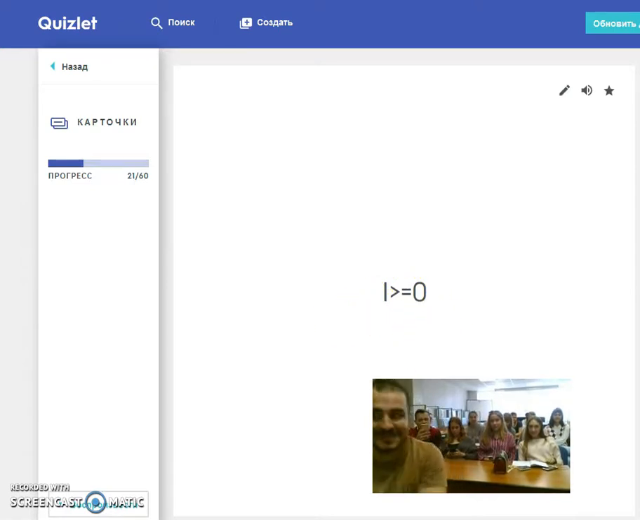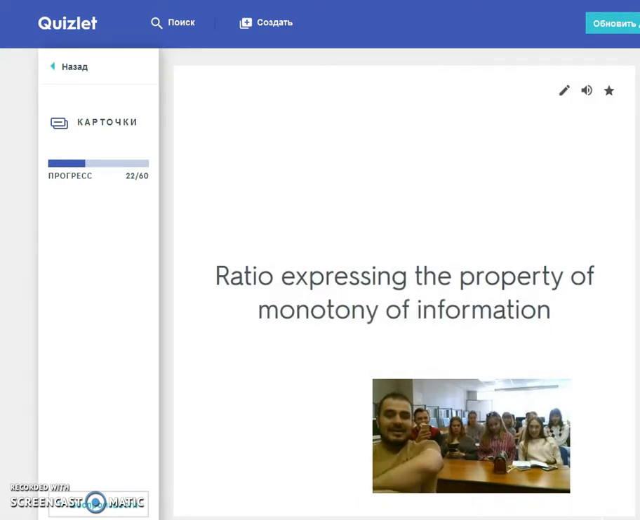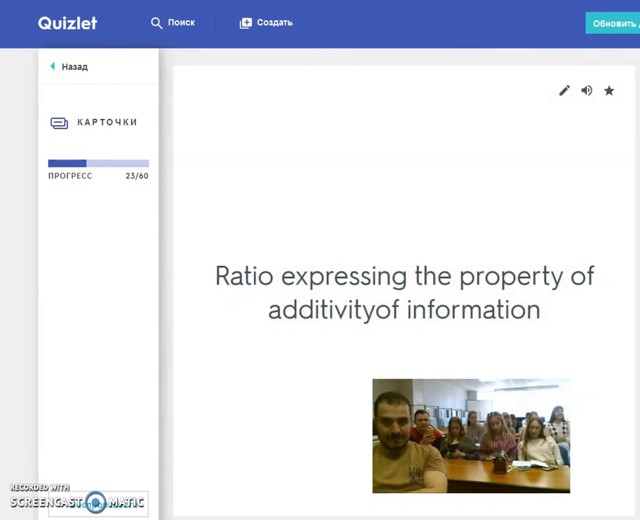This relation expresses the property of monotony of information. This relation expresses the property of the additivity of information.